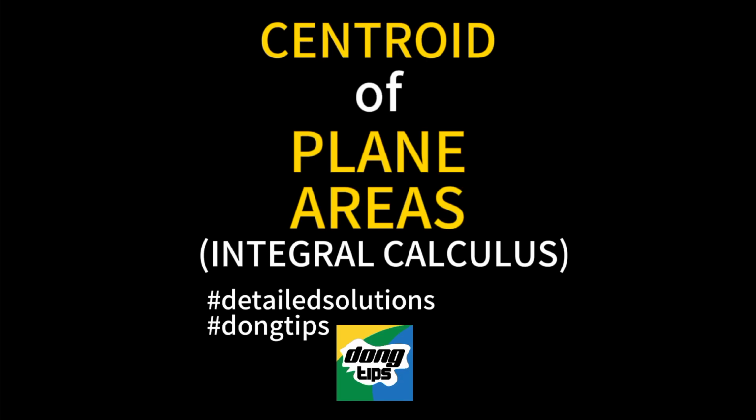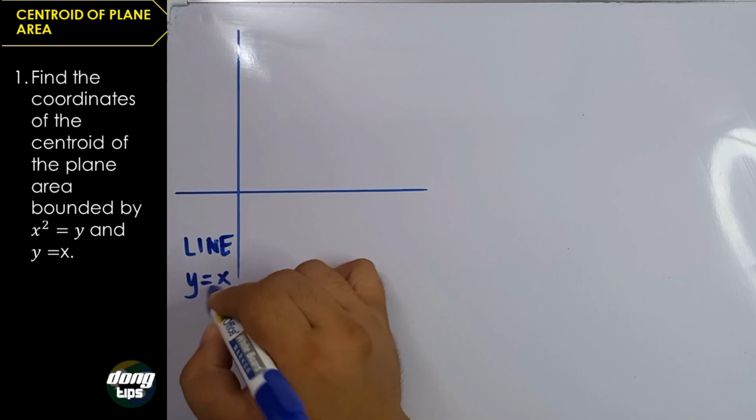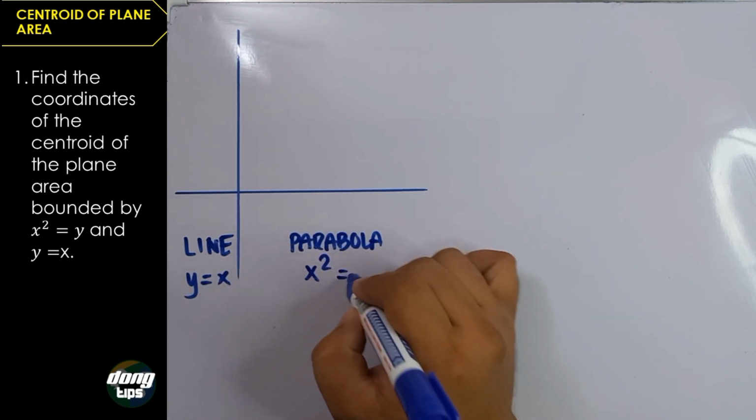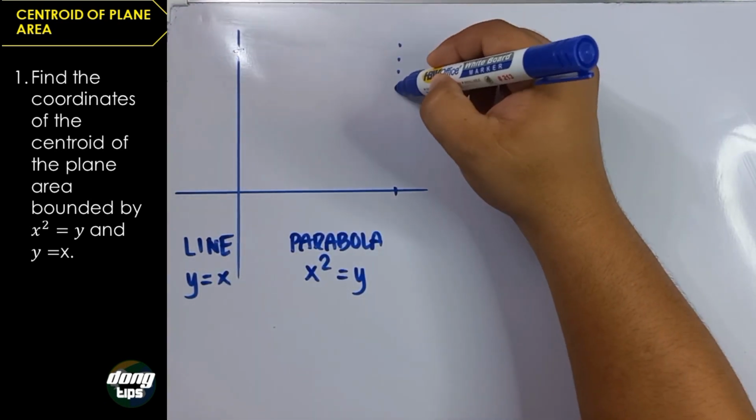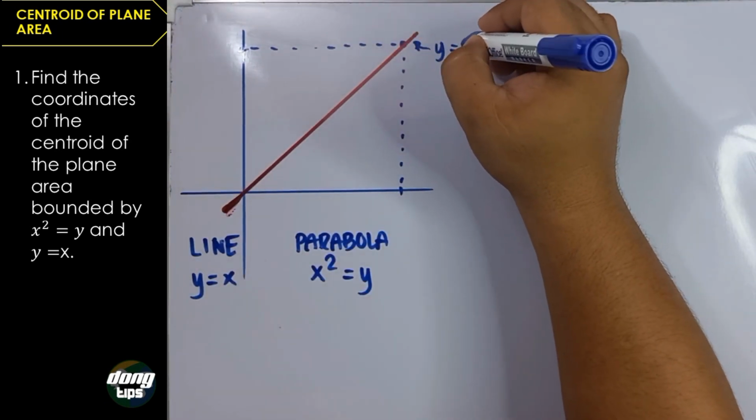Detailed solutions on how to solve centroids of plane areas using integration. Here comes number 1. Find the coordinates of the centroid of the plane area bounded by x squared equals y and y equals x. First, graph the functions.